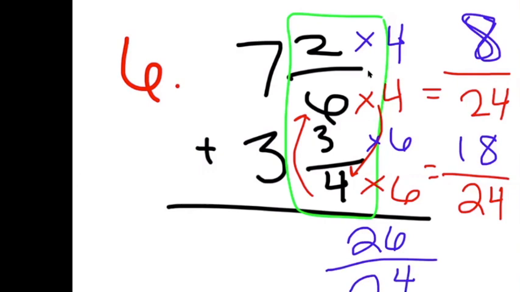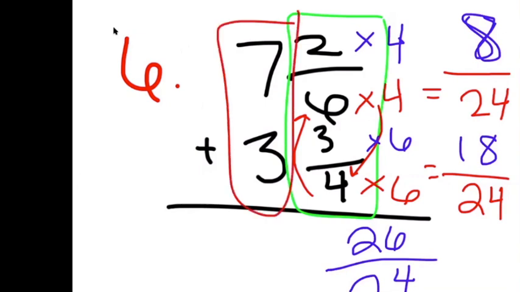Okay. Now I worked with my fractions. What can I move over to? Naria. 7 plus 3. Nice. I can work with my ones place. So I have 7 plus 3, which is what? 10. Good job. So I have 10, 26/24.